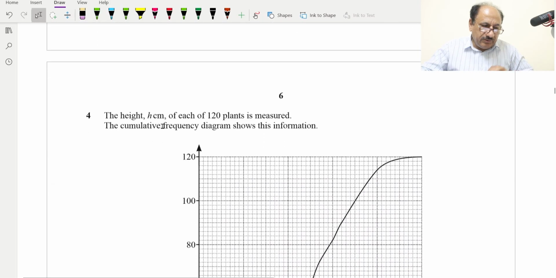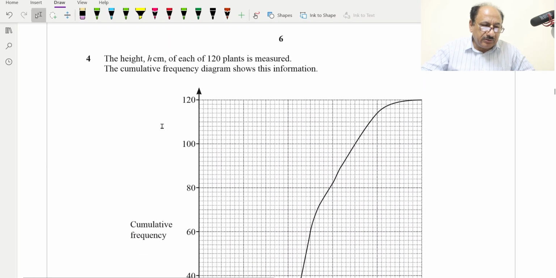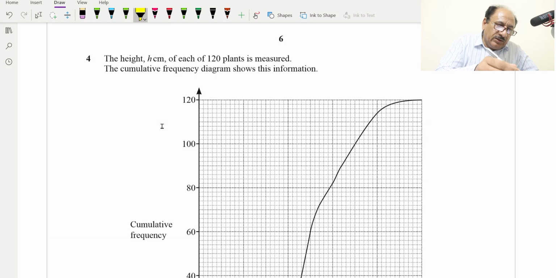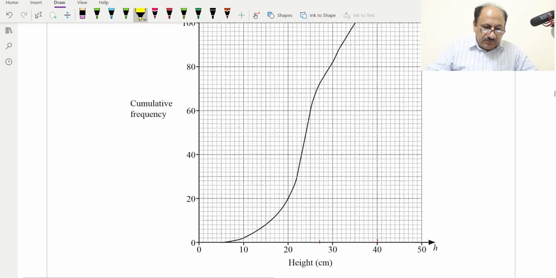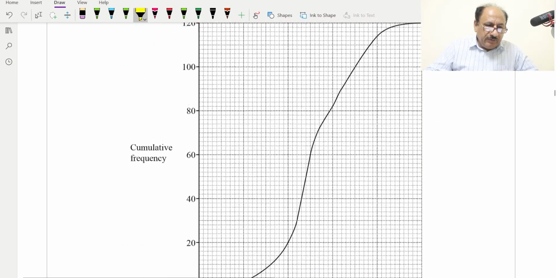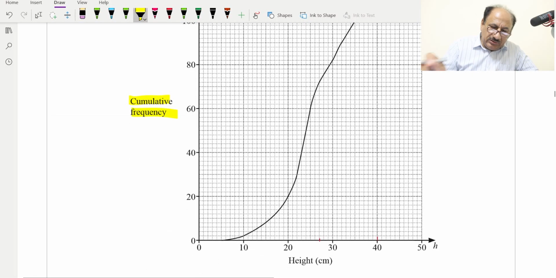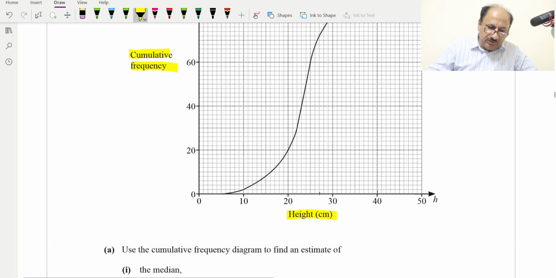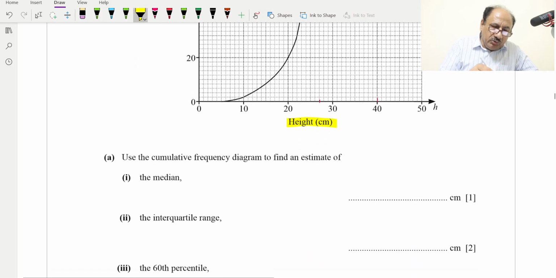Now we can move to the next question, which is very interesting and important, a graph question, the cumulative frequency graph. The height h centimeter of each of 120 plants is measured. The cumulative frequency diagram shows this information, and this is the graph provided, with cumulative frequency on this side and height in centimeters on this side. Part a says use the cumulative frequency diagram. We have to use this diagram. Without using this diagram, we cannot just estimate. So we have to estimate from the cumulative frequency diagram.